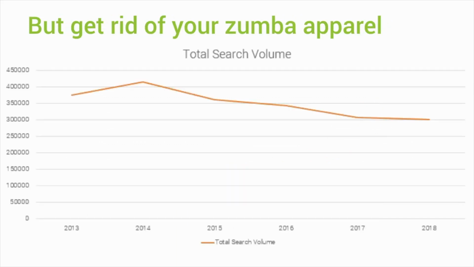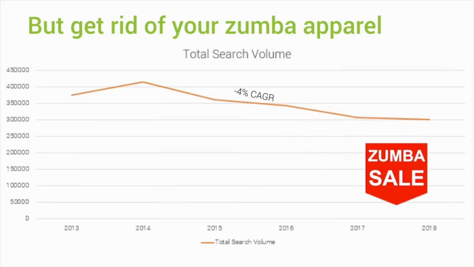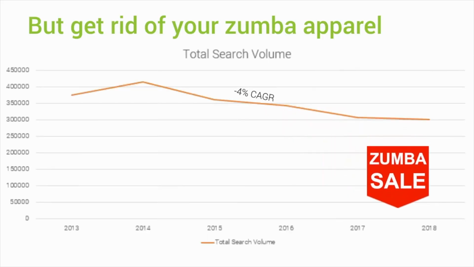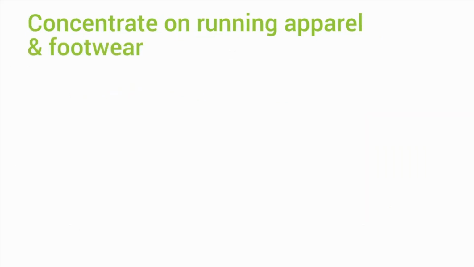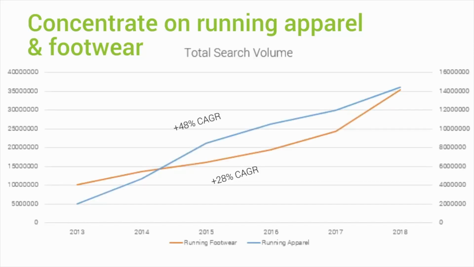But on the other hand, you can get rid of your Zumba apparel, because the total search volume and the compound annual growth rate here is -4%. So the demand is shrinking and shrinking and shrinking. If you still have something in stock in your warehouse, what you could do is go out with a sale campaign and get rid of all your Zumba apparel and accessories. But you can also concentrate on running apparel and footwear. Both are growing significantly in demand.